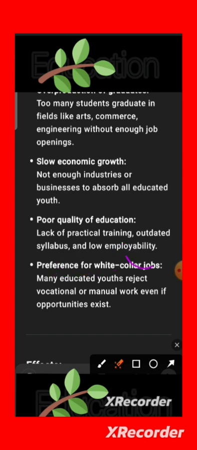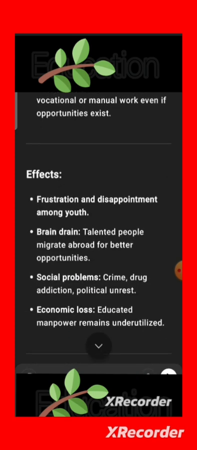Technological changes. Automation and digitalization reduce the need for manual labor. Slow industrial growth. Not enough new industries to absorb the rising number of educated youth. Effect.